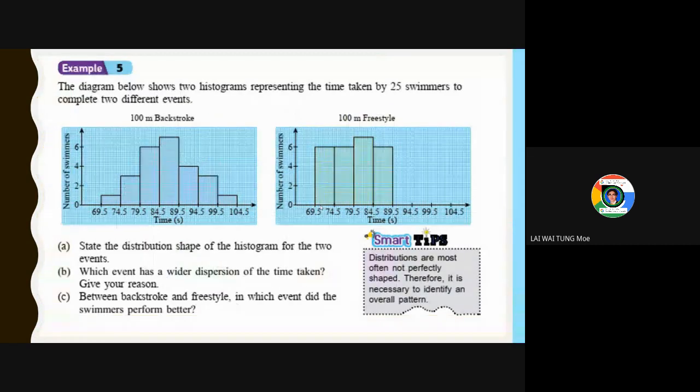Let's look at one example question. The diagram below shows two histograms representing the time taken by 25 swimmers to complete two different events, one is backstroke and one is freestyle. This is the time taken for 25 students in 100 meter backstroke, and this is for 100 meter freestyle. The question: A, state the distribution shape of the histogram for the two events.